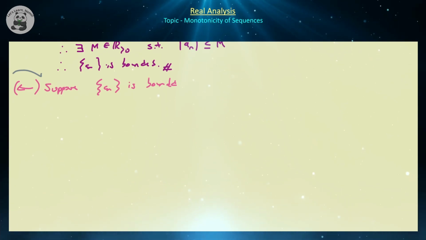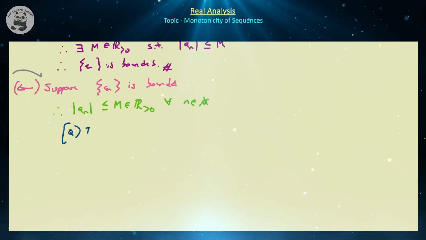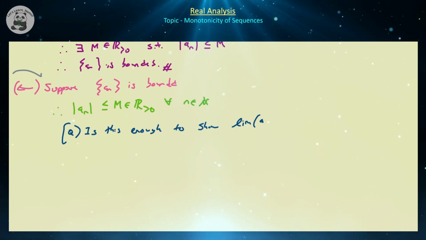So if it is bounded, then what does that mean? That means that the absolute value of an is less than or equal to m for some positive real number, and that's going to be true for all n in the set of naturals. So the question that we aim to solve is, is this enough to show that the limit of this sequence exists? Because if it does exist, that implies convergence.